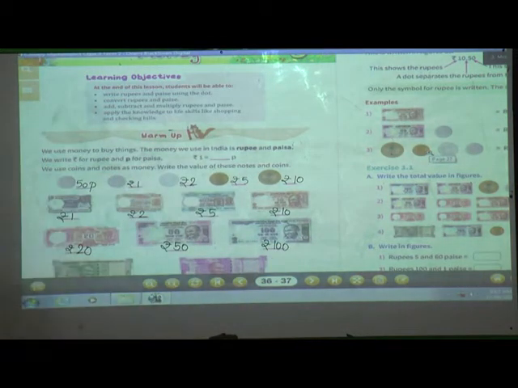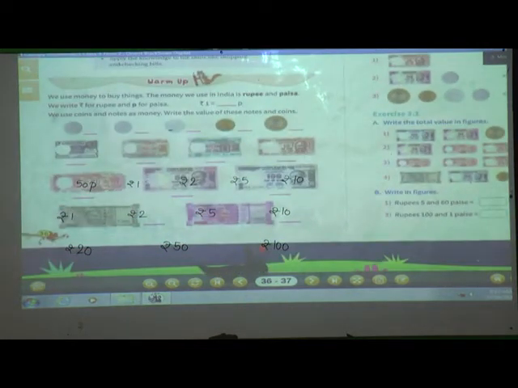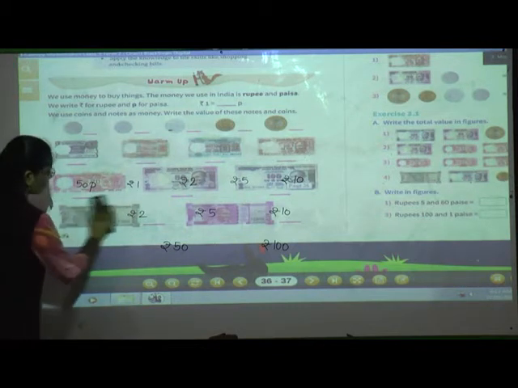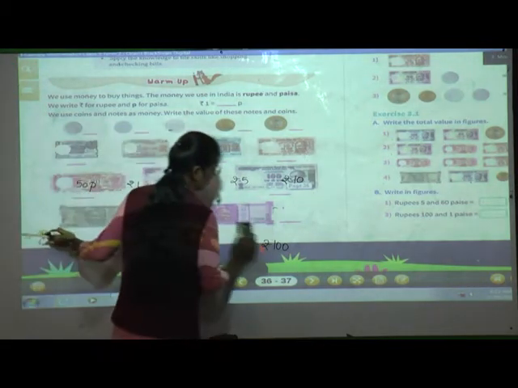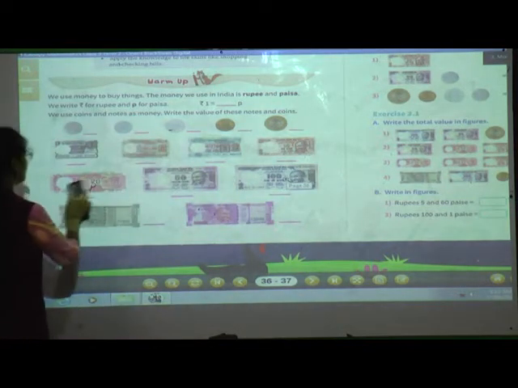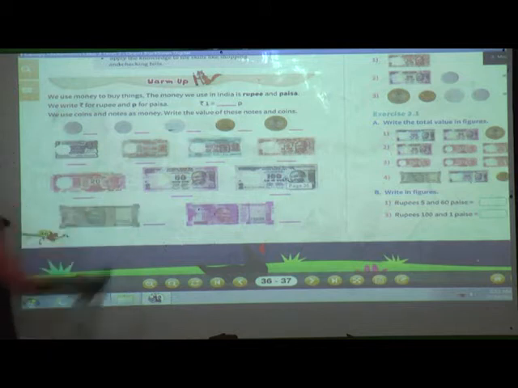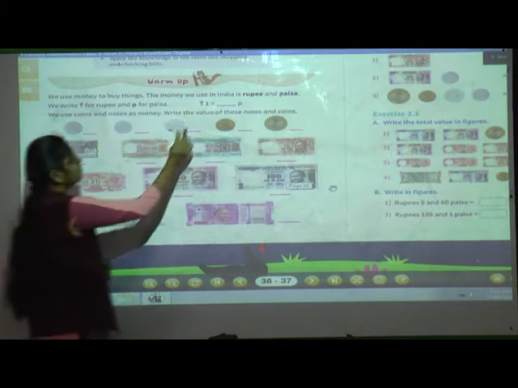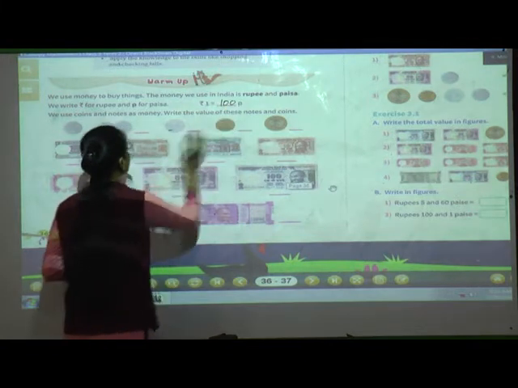Okay, clear? Now there are two more notes. Before that, once again we will see all the notes and coins. Okay, so see here, 1 rupee is equal to 100 paisa.